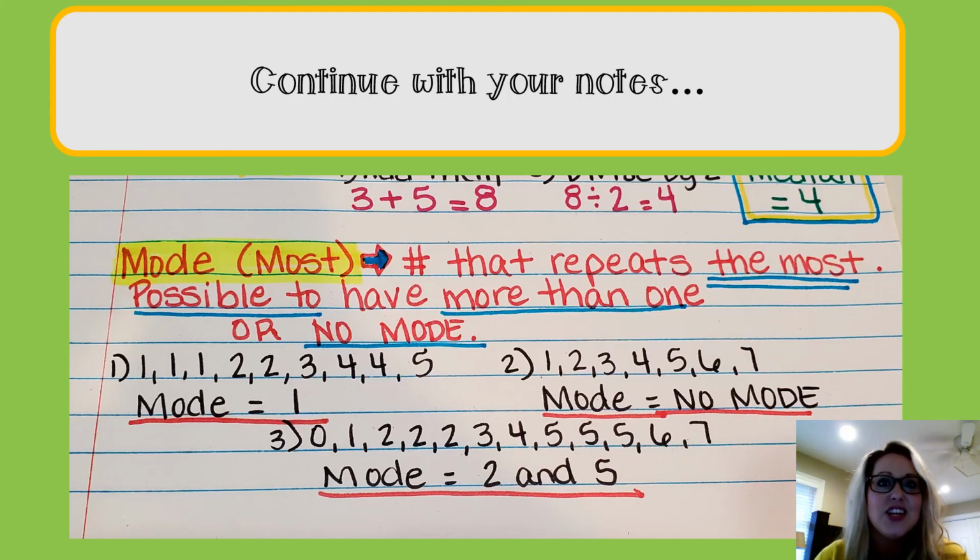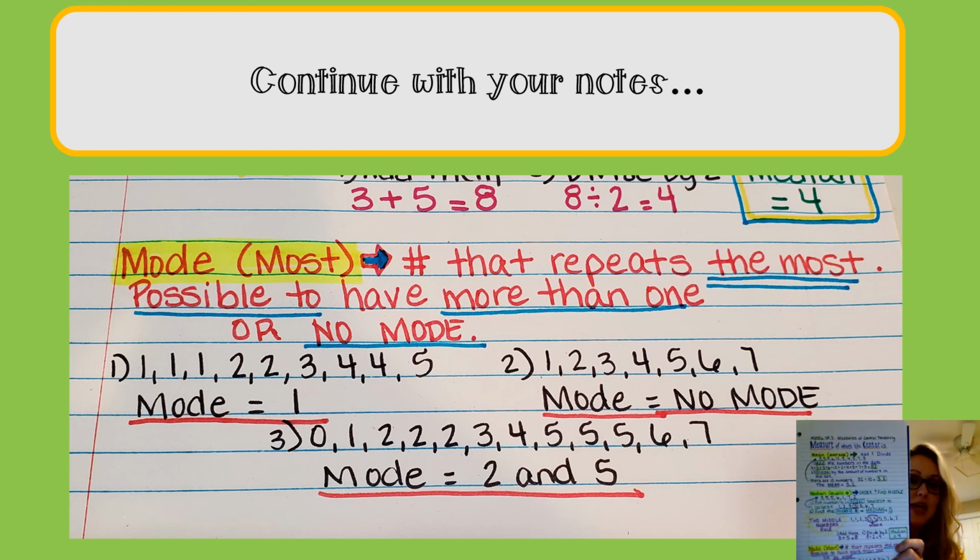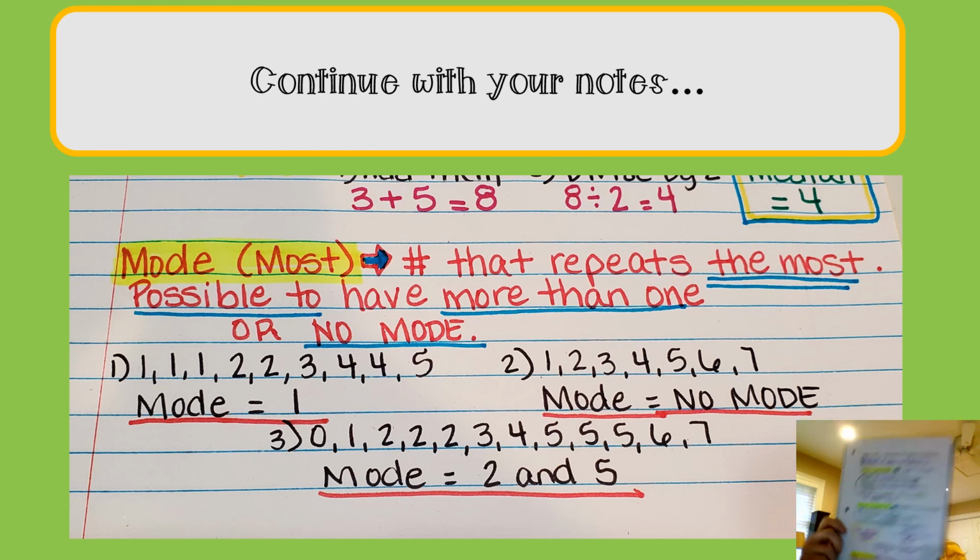All right, let's finish up these notes with mode. So mode is the number that repeats the most, and it's possible to have more than one or no mode. Then I took those 3 examples I just did with you and I wrote them down for you. I managed to fit all of this, you guys, on one page, okay? So make sure you can fit it all on there. If not, just turn the paper over and write on the back. No big deal.